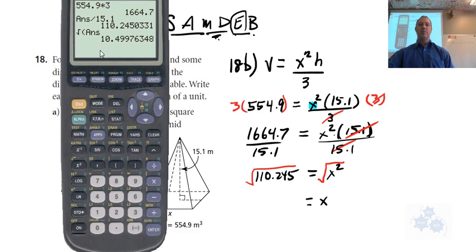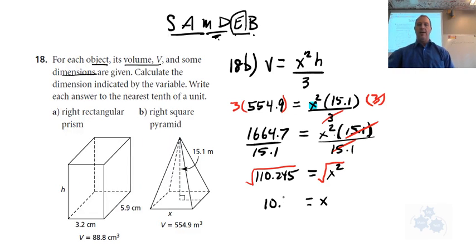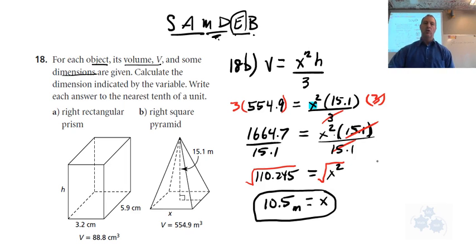So 10.4997 to the nearest tenth would be 10.5. And that's going to be meters. Okay, so there's the answer for 18B. Questions?